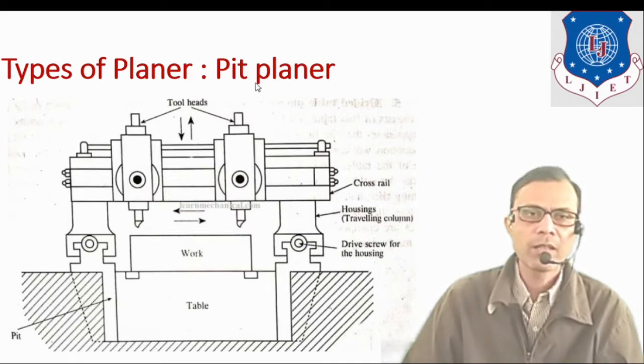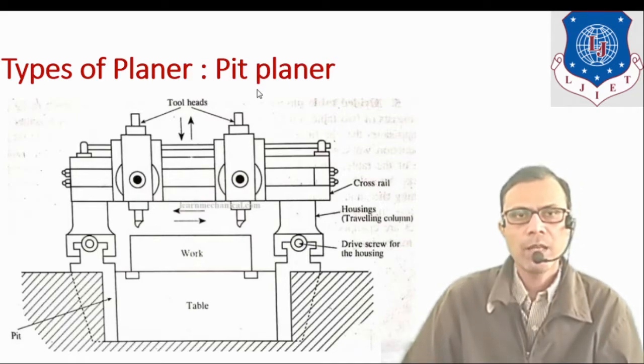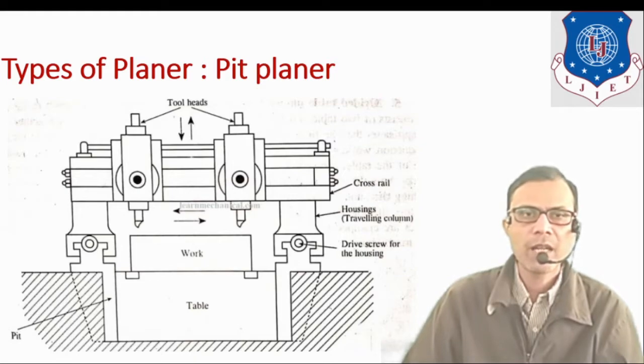Next type of planer is a pit planer. If the size of the workpiece is very large and very heavy, then this type of planer machine can be used. Here this table is mounted in the pit and the heavy workpiece can be easily and directly fitted on the table. The rest of the components are columns, cross rail and tool heads, which are similar in construction and working as we discussed in the case of the double housing planer.